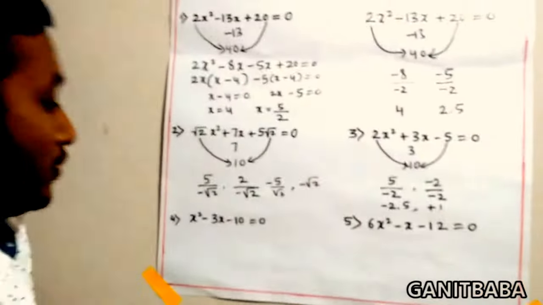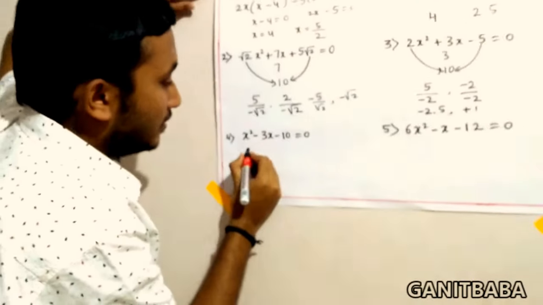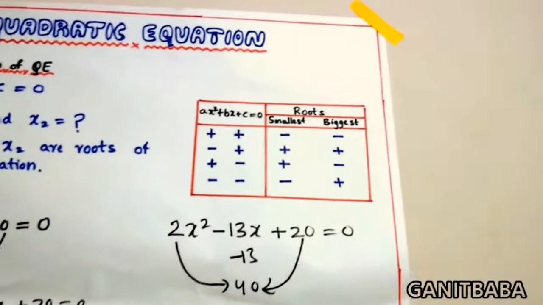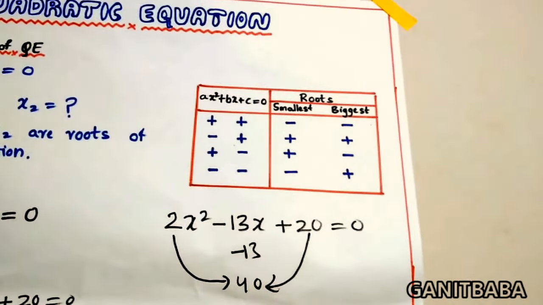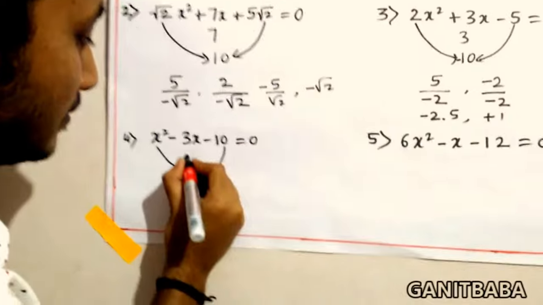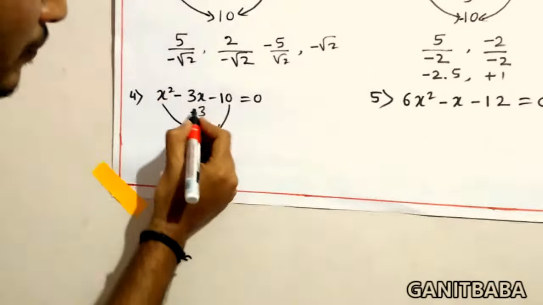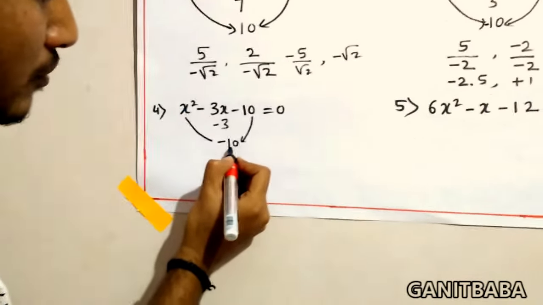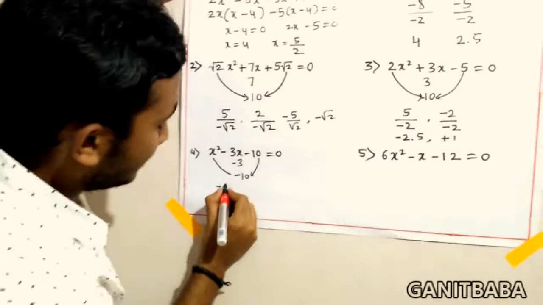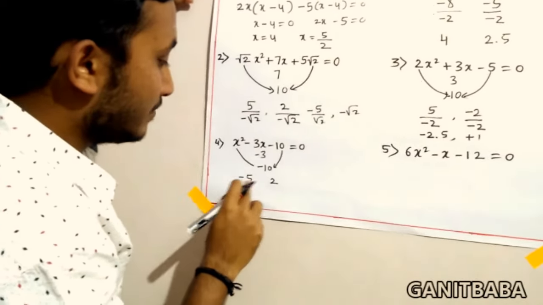Okay, we'll go to the next problem. So this is x square minus 3x minus 10. From the table, we can tell that if it is minus minus, roots will be minus and plus. So here directly we can tell that this is minus 10 and this is minus 3, this is b. So we need to divide this number in such a way that the product should be equal to minus 10 and their sum should be equal to minus 3. That is, we can write it as minus 5 and plus 2. Minus 5 into 2 is minus 10 and minus 5 plus 2 is minus 3.